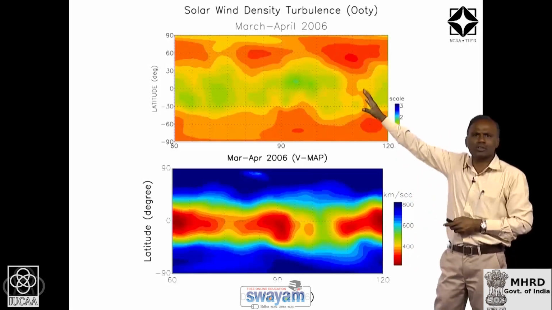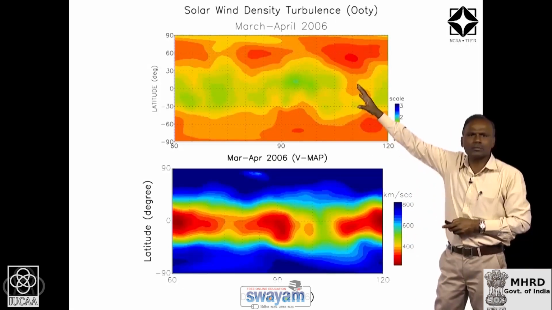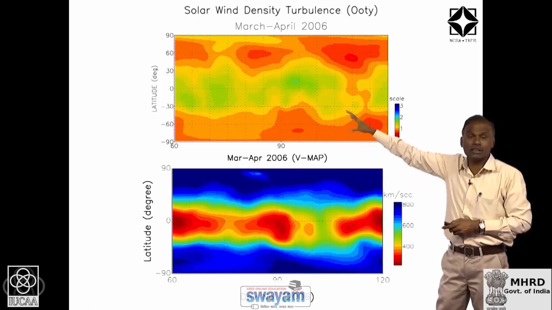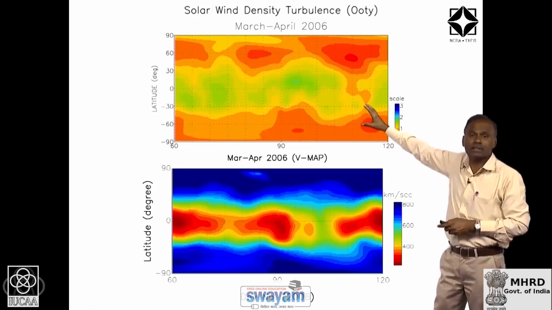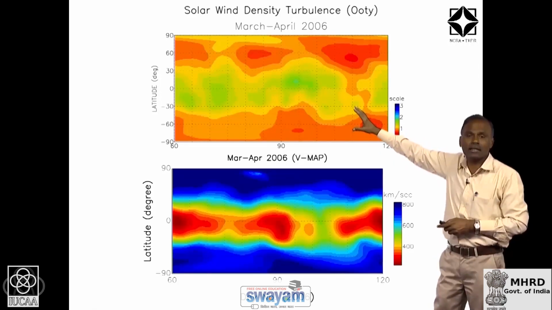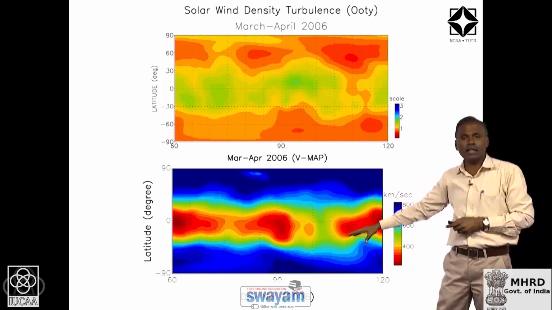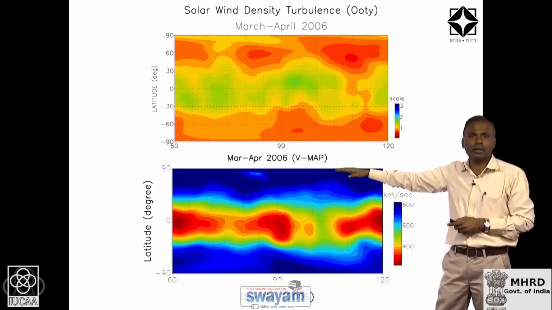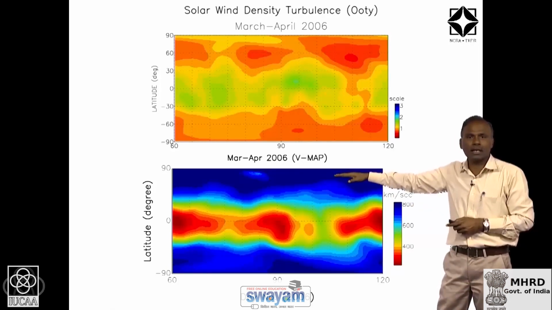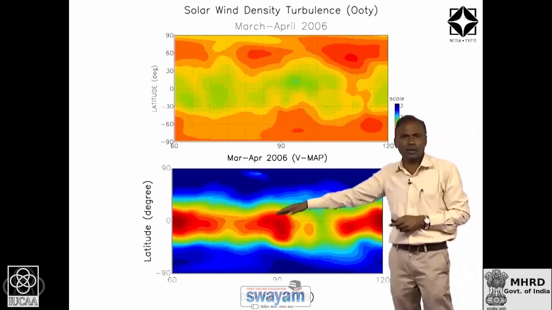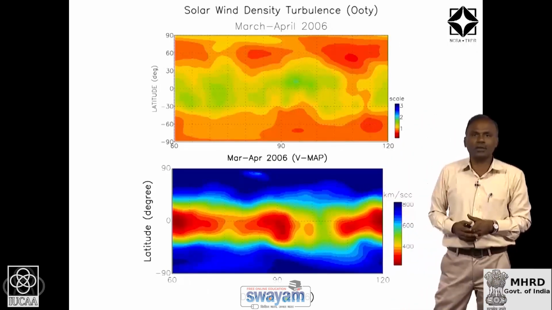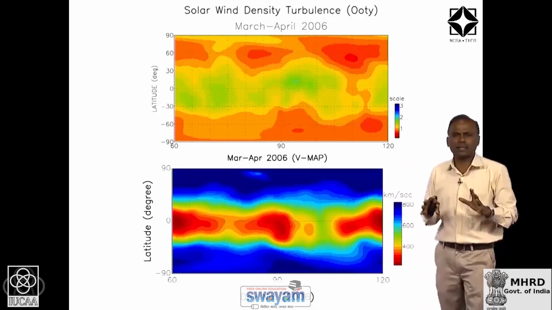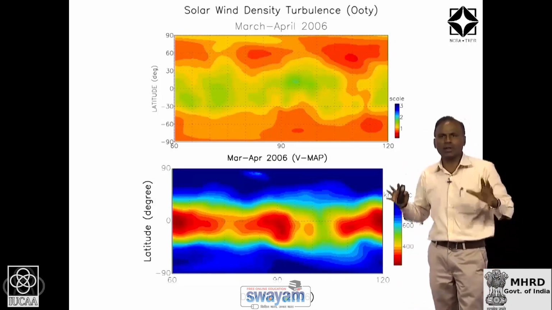So, the top plot shows this thing, polar regions are dominated by low speed low density turbulence, and then mid latitude is covered by high density turbulence. Similarly, here the north pole and south pole, they are dominated by high speed, and then mid latitude or low latitude regions are dominated by the low speed. So, this is the typical configuration for the solar minimum actually.